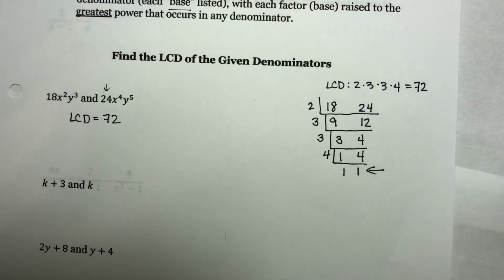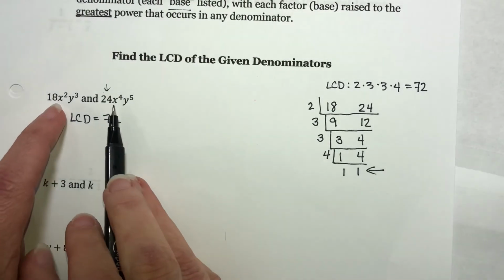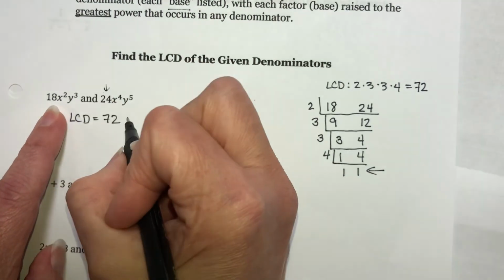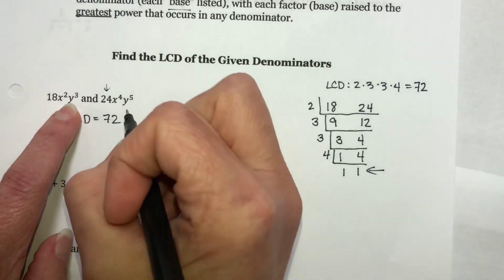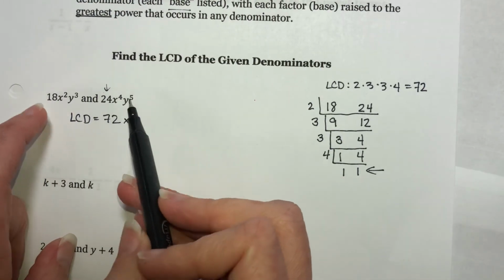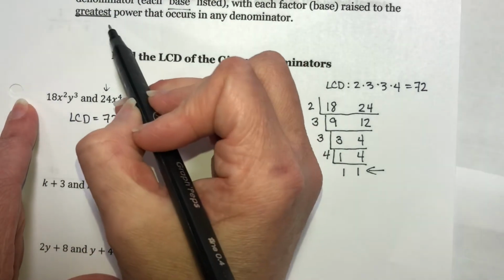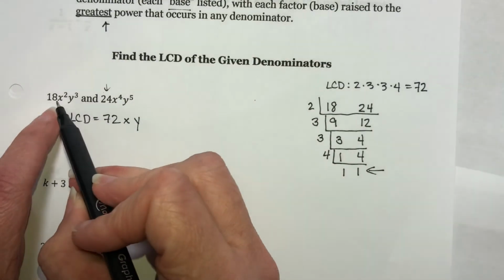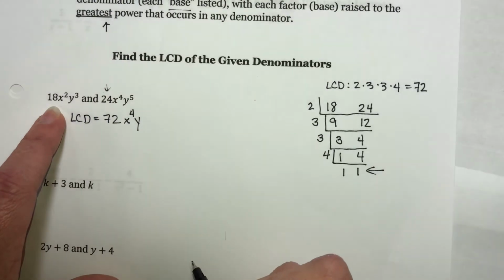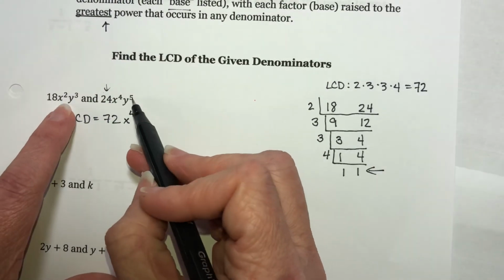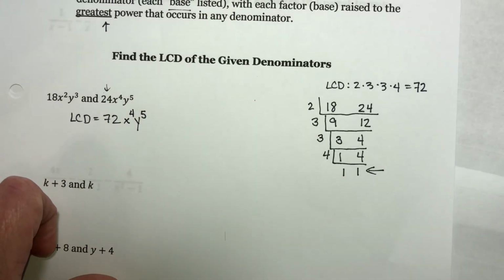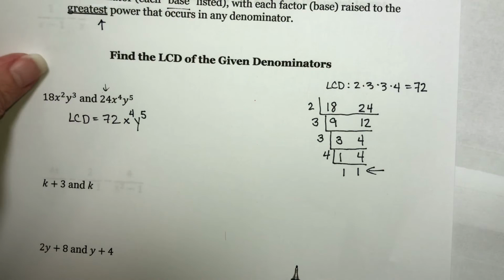The variables are much easier to deal with than you think. If a base appears, I want to write it down. So there's an X, I'm going to have an X. There's a Y, I'm going to have a Y. There's an X and a Y. Now, how do I decide what exponent to use? You always use the largest exponent. So on my X, I have a 2 here, I have a 4 here. 4 is larger, so that's going to be 4. On my Y's, I have a 3 here, a 5 here. 5 is larger, so I have a 5 there. So that LCD is 72, X to the 4th, Y to the 5th.